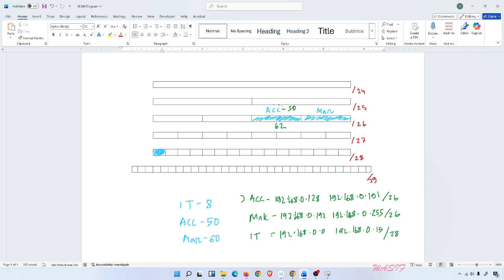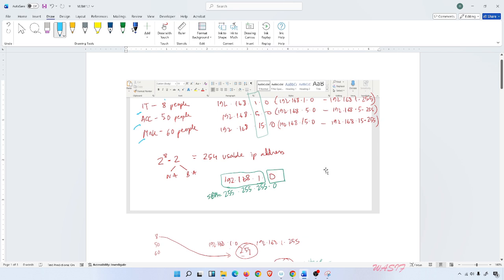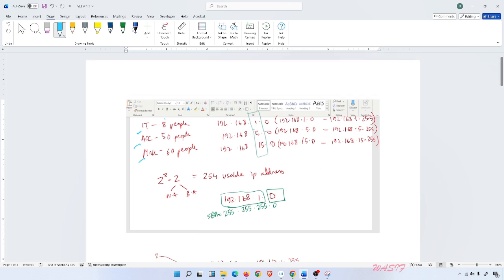But it is better than using, for example, this one, where I will have 254, right? Now if I come here for the same thing, you see here, for the accounting department, I used 192.168.50.0/24.